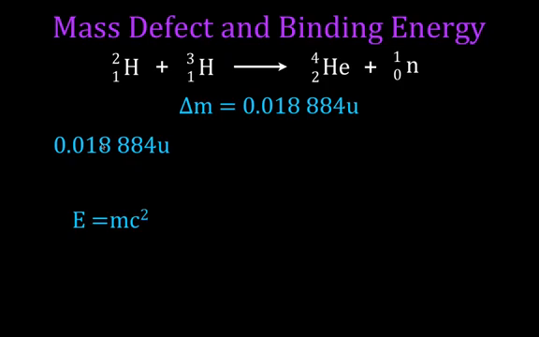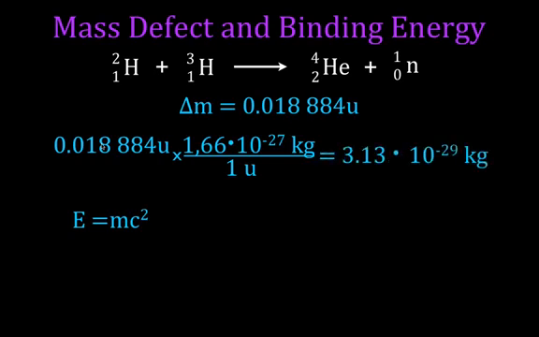We know that these are all just constants. This is all just unit conversion. One atomic mass unit is 1.66 times 10 to the minus 27 kilograms. That gives us 3.13 times 10 to the minus 29 kilograms. Okay, this is our mass defect in atomic mass units. This is the equivalent amount of mass in kilograms. So it's the same thing. We're just converting from one unit of mass to another unit of mass.